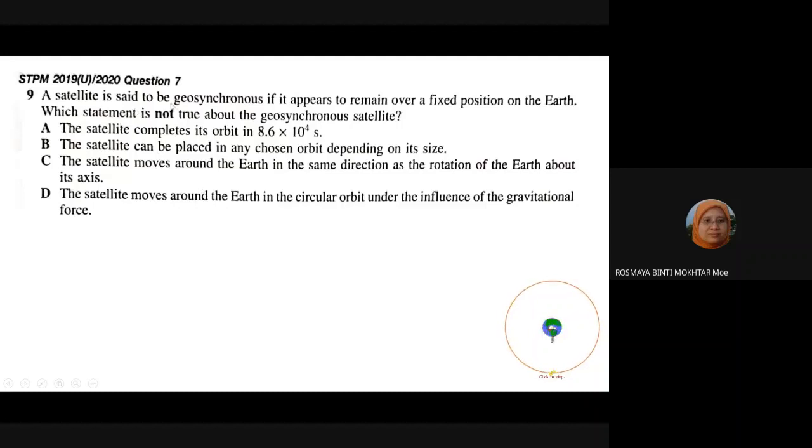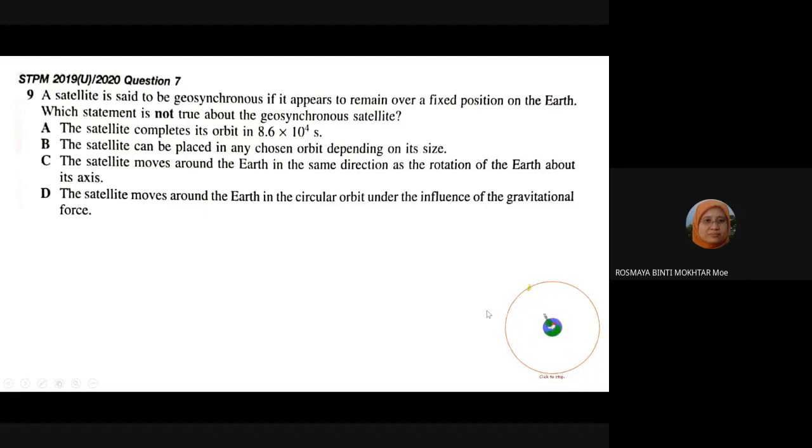A satellite is said to be geosynchronous if it appears to remain over a fixed position on the Earth. Which statement is not true about the geosynchronous satellite? So what is meant by geosynchronous satellite? Refer to the animation here. You observe the satellite from the Earth, it is as if not moving. It is always on top of you.